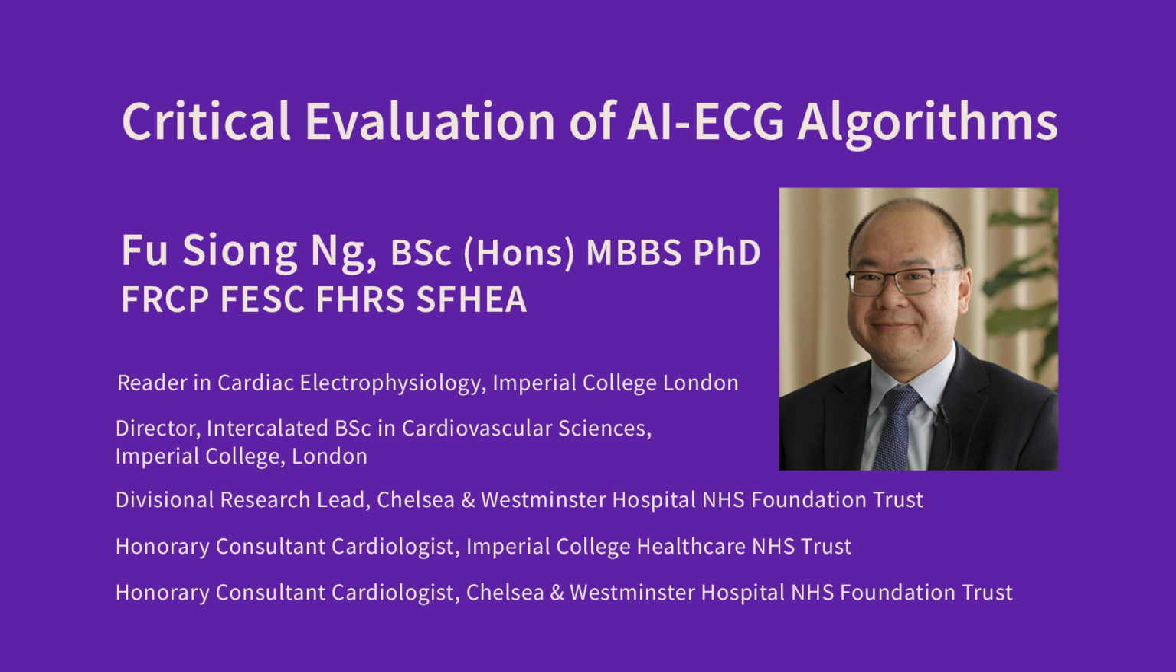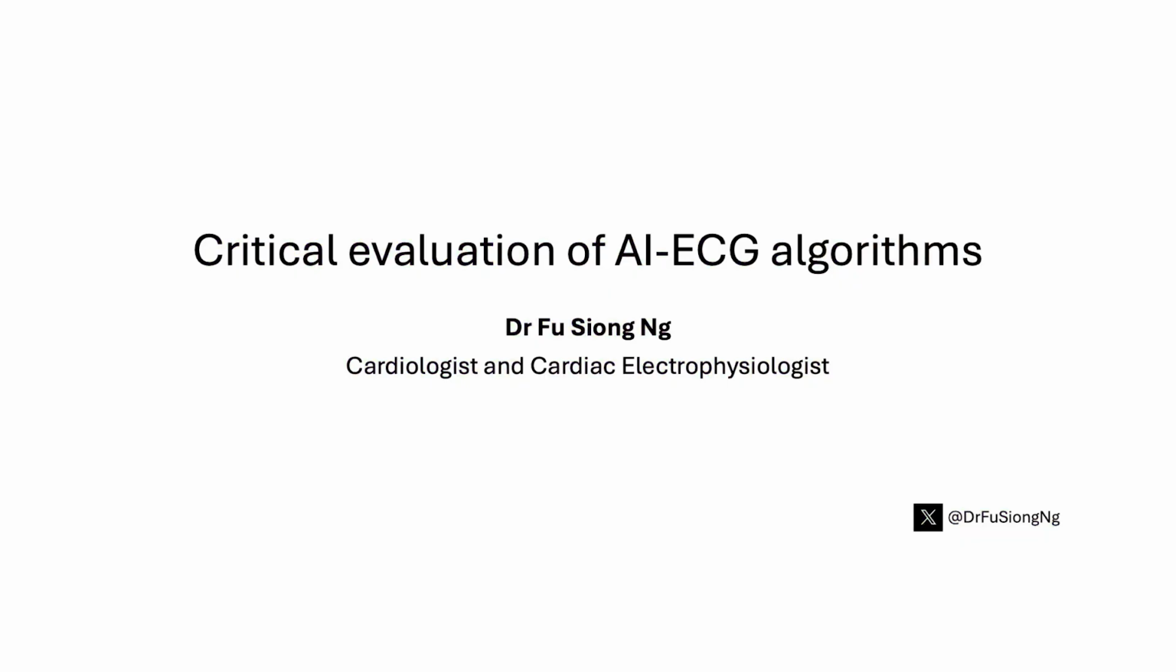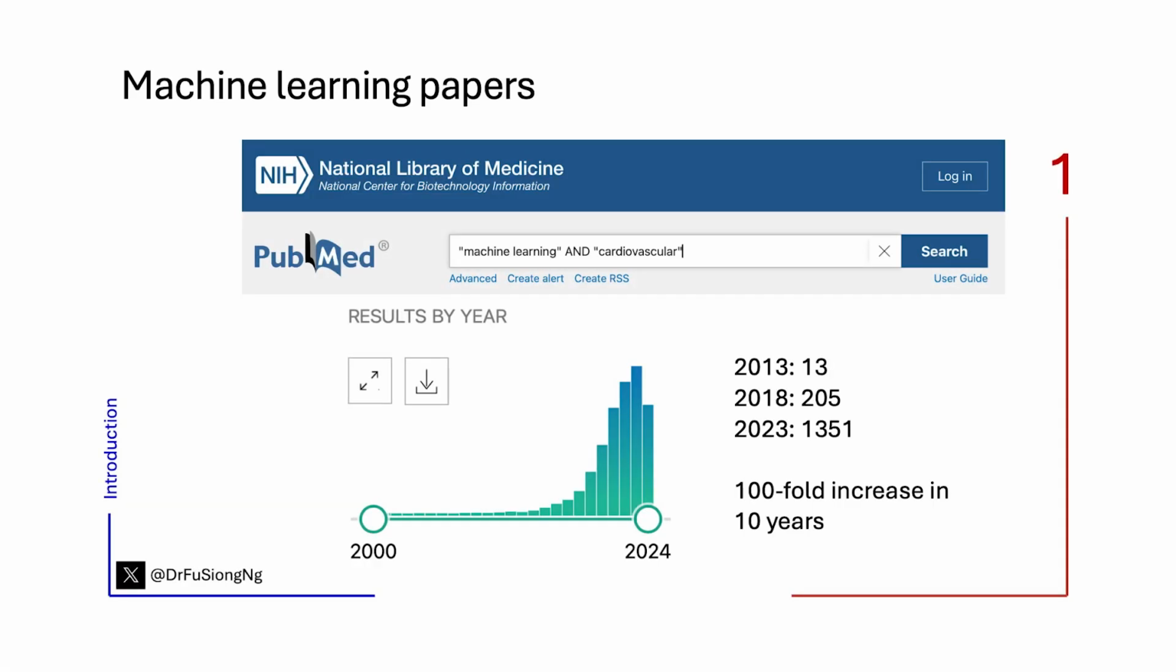The next task is, how do you evaluate whether an AI-ECG model is good or bad, and what are the frameworks that you need to use to read a paper so you can make up your own mind? The reason we all need to know this is that the number of AI papers published has increased exponentially over the last 10 years.